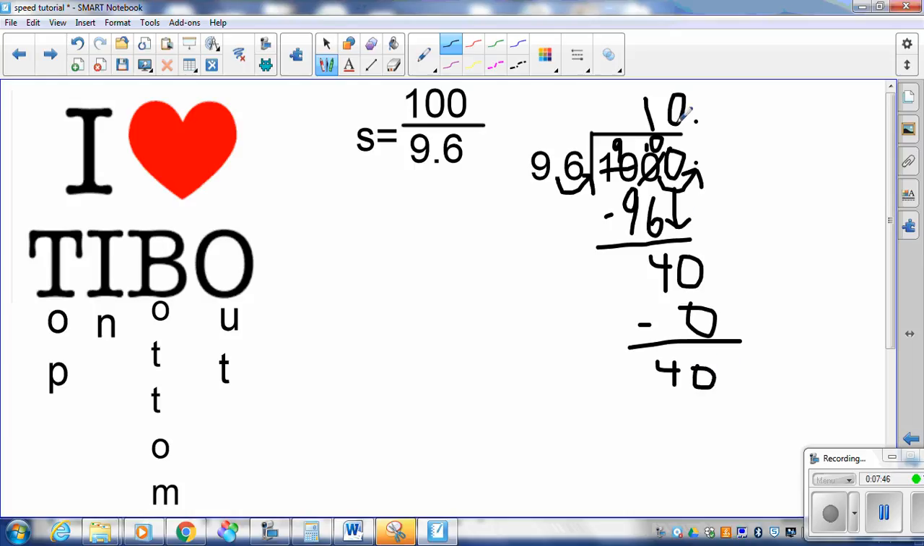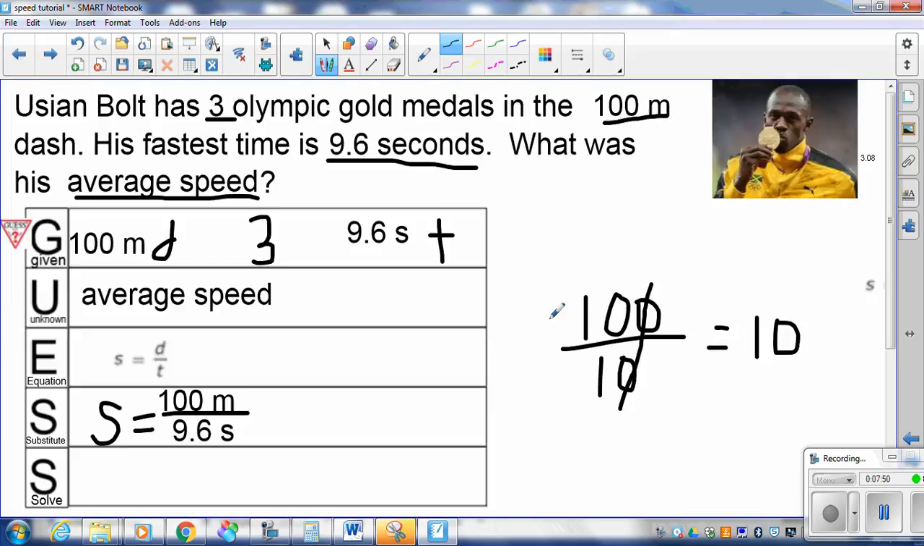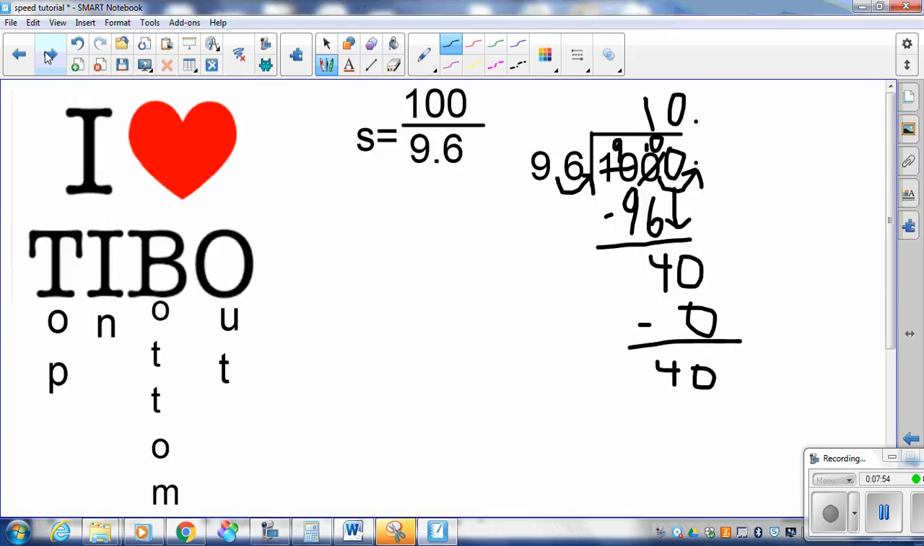Now look, I have 10 point something here. I can check my reasonableness. I'm on the right track. I should have around 10. But now to carry on, I'm going to add a 0 after this decimal. Bring that 0 down. Now 96 goes into 400 4 times.